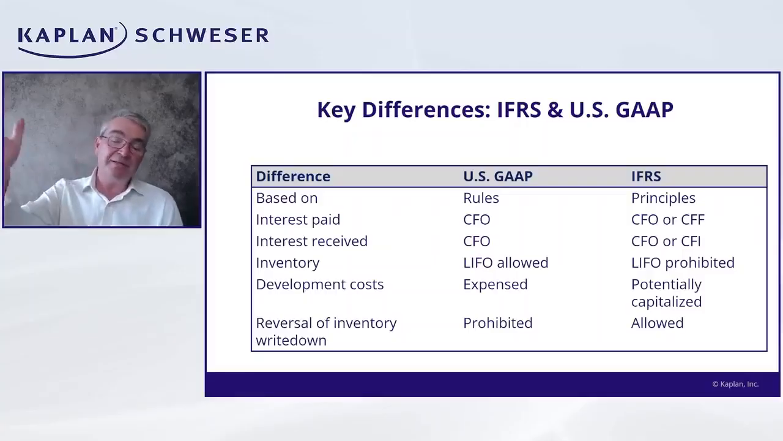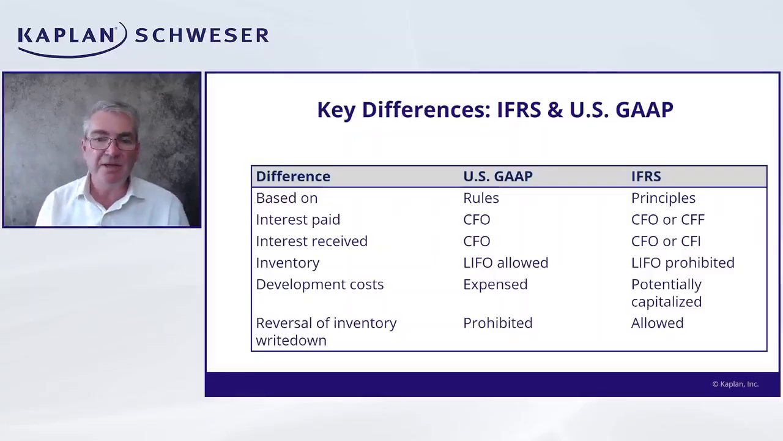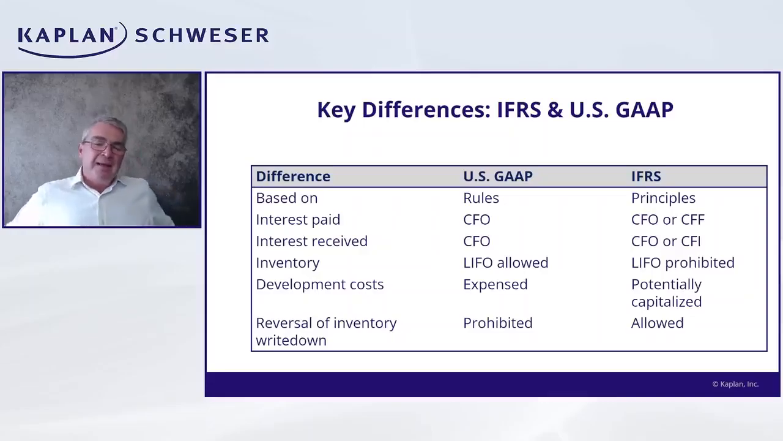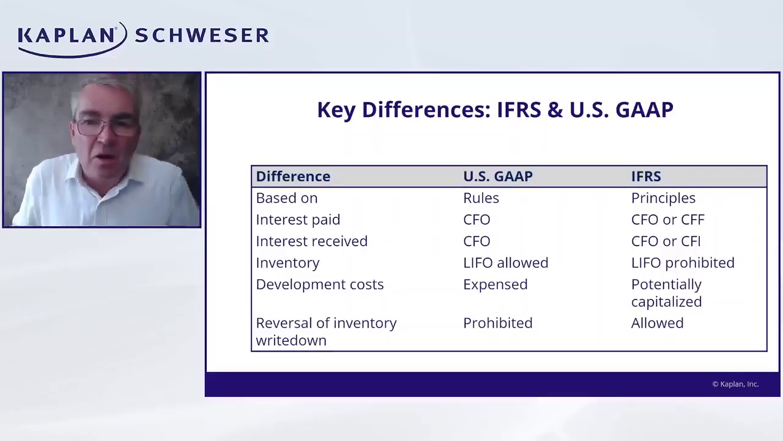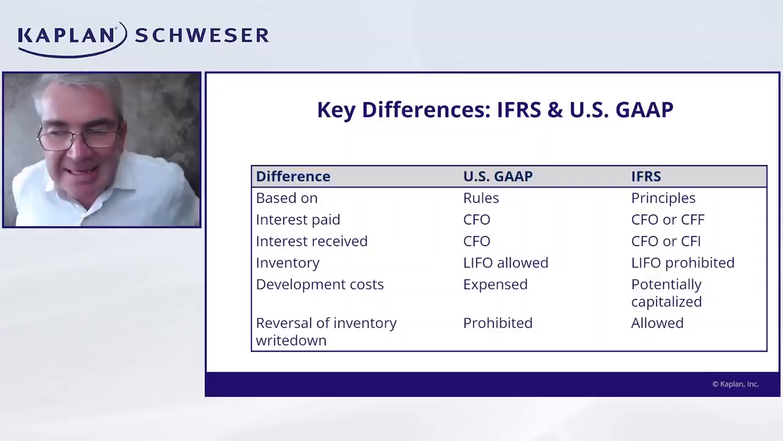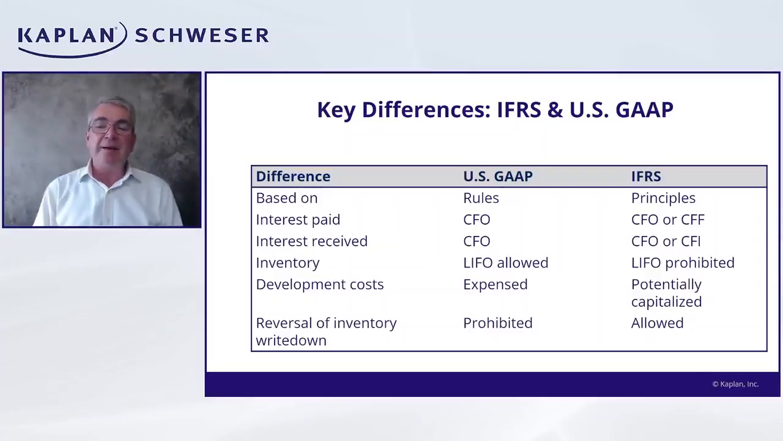But what if net realizable value then goes above cost? Well, IFRS is allowing you to reverse it. US GAAP is not. Generally speaking, the same is true of impairments. Now, impairments are like write-downs of long-lived assets, PP&E and intangibles. IFRS typically allows you to reverse impairments. US GAAP typically does not.